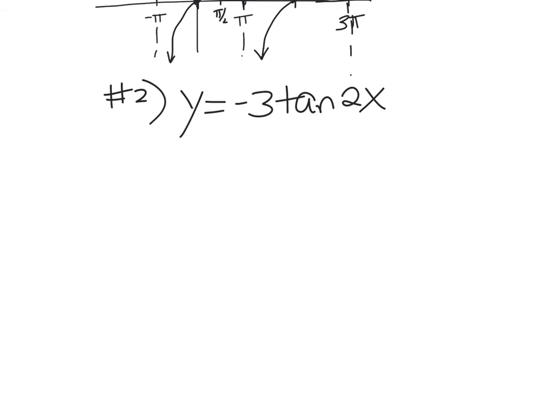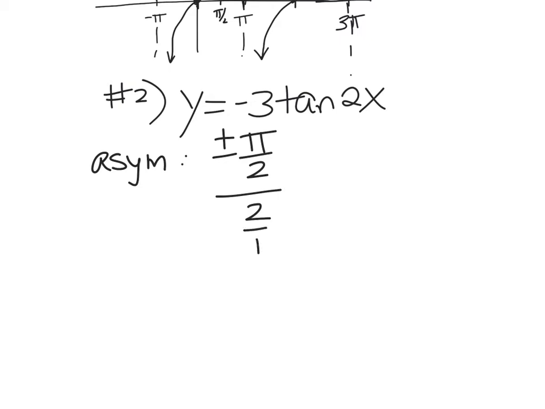Start by finding the asymptotes. The asymptotes are going to be at plus or minus pi over 2. Always start with basic tangent asymptotes, which are at plus or minus pi over 2, because that's where cosine is 0. And then divide that by 2.